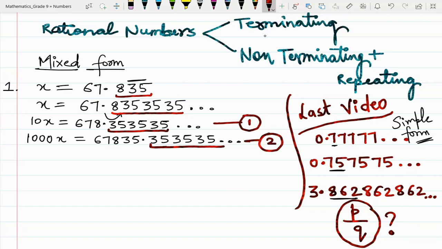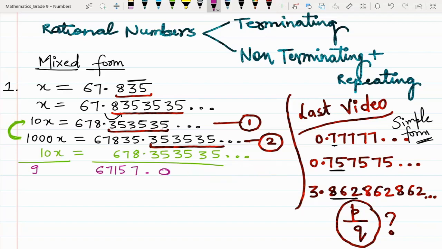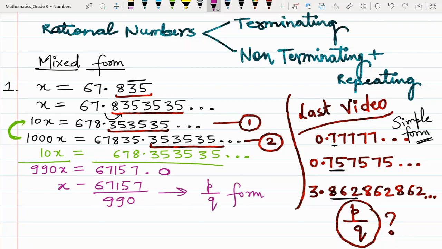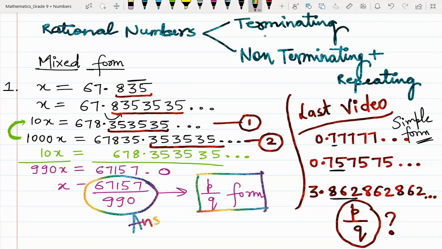Now the same steps again as we were doing for the simple forms. Let's subtract equation 1 from equation 2. On the left side you are going to get 990x equals to. On the right side you will see the decimal part will all be vanished. So you will be left with only 67,157. So x will be equal to 67157 over 990. So this becomes my P by Q form, and this is my answer.